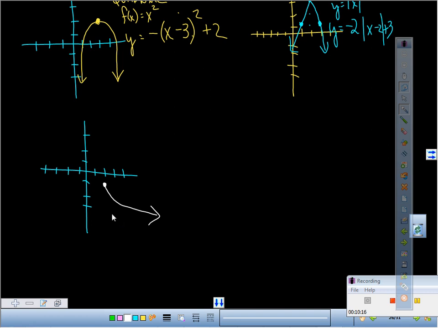The negative with the X, reflected over the Y. All right. So what's this one called? Square root function. The parent function f of x is equal to square root x.